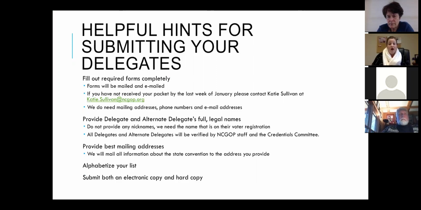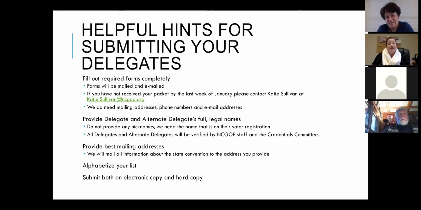katie.sullivan@ncgop.org. And while you're filling out those forms completely, make sure that you're including people's mailing addresses, phone numbers, and email addresses. These are really important. We need to have their best mailing address so we can send them information on convention, and phone numbers and email addresses if we need to reach them because of any questions about their eligibility to be a delegate.